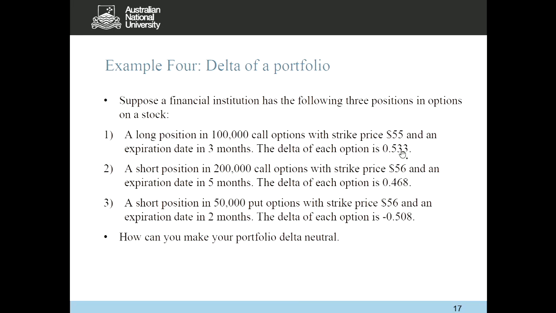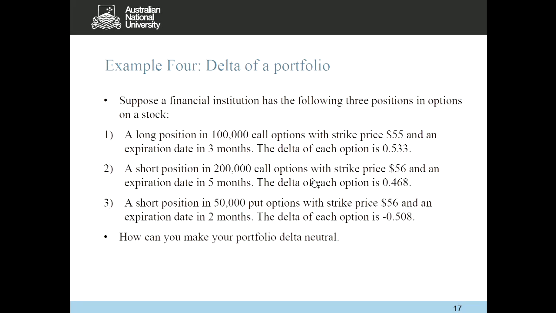So we don't have to worry about it. So the delta for one option is simply 0.533. And the second bullet point says, the bank also has a short position in 200,000 call options with a strike price of $56 and expires in 5 months' time.